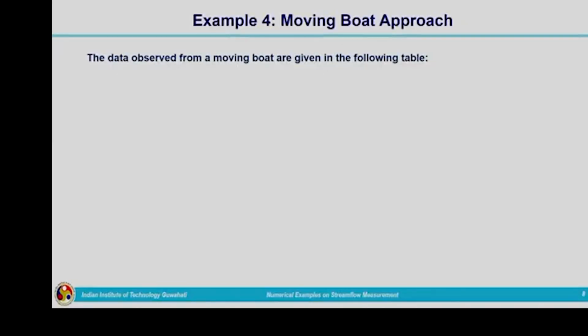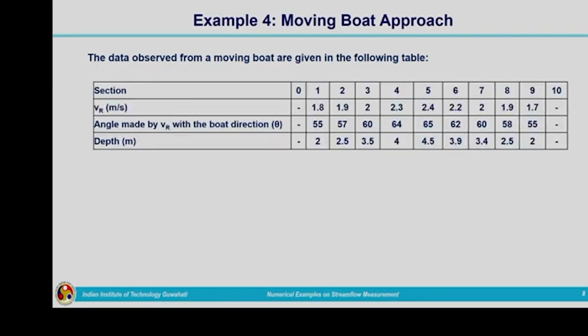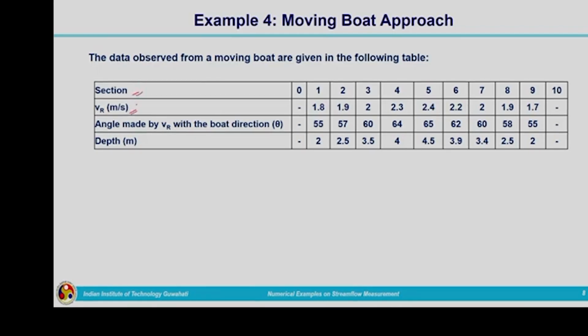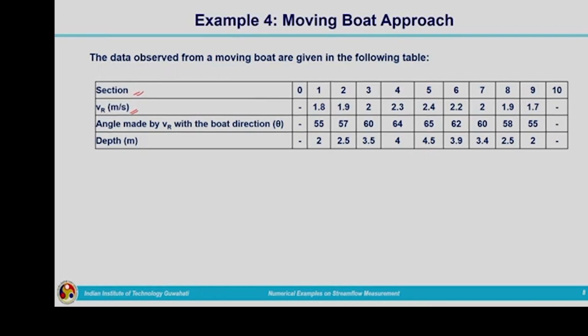Example 4 is related to the moving boat approach. So, the question is, the data observed from a moving boat are given in the following table. The entire cross section is divided into different sections. Section numbering is given. V R in meters per second, V R is the velocity recorded by the current meter. That is given to you. The current meter will be noting down the rotation, and that has been converted into velocity, and that value is given to you.